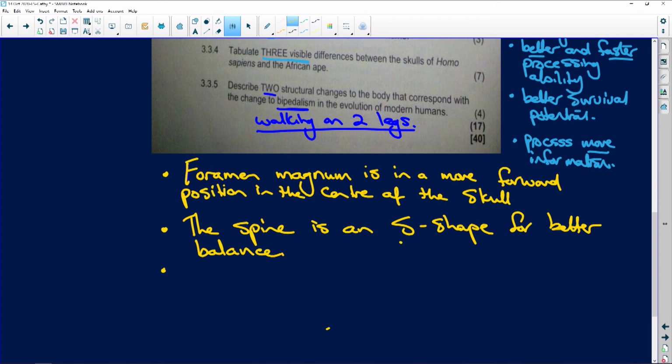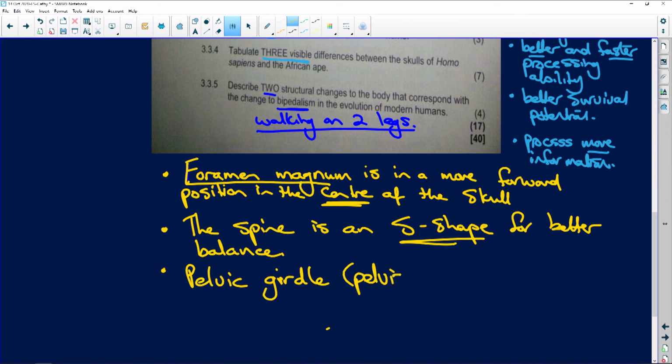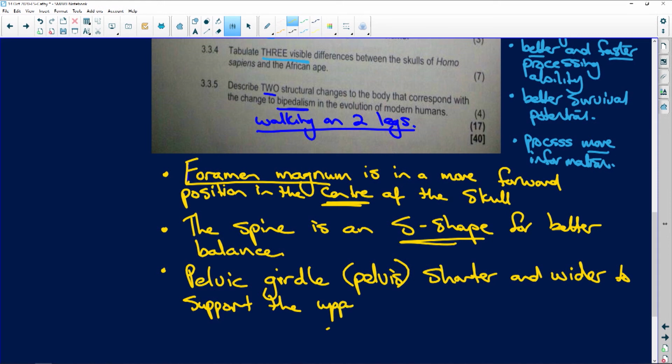Okay, so the spine is an S shape. The foramen magnum is in a more forward position, so it's towards the center of the skull. You've got the S shape for better balance. Let me try and think, what else have we got? The pelvic girdle. The pelvic girdle, or you can just say the pelvis, is going to be shorter and wider compared to the African ape, to support the upper body.